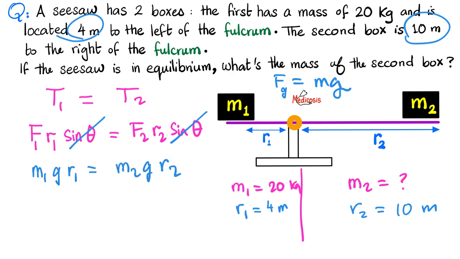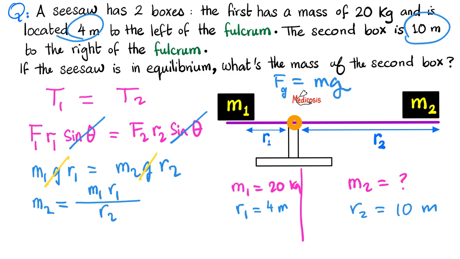We can cancel the g with the g. I know m1, I know r1, I know r2. The only unknown is m2. Let's just rearrange this equation to keep it nice and organized. The mass of the second box equals, by dividing each side of the equation by r2, what do you get? I get m1 r1 over r2.